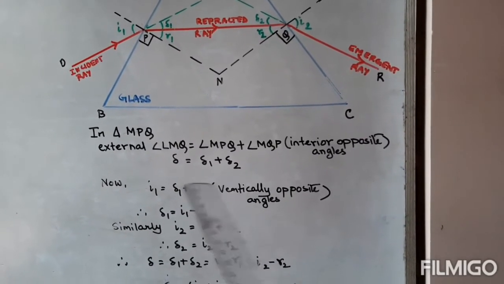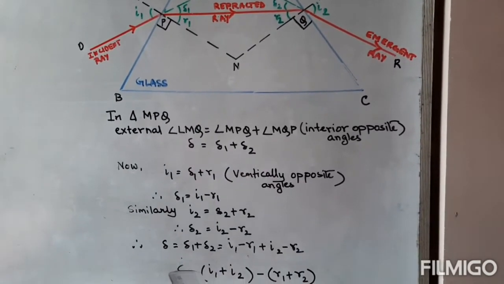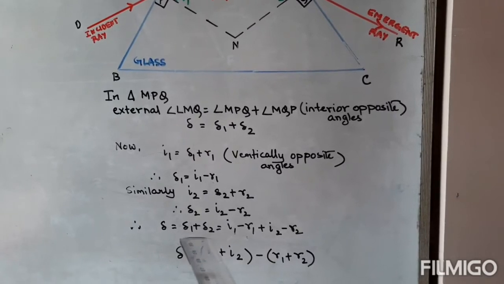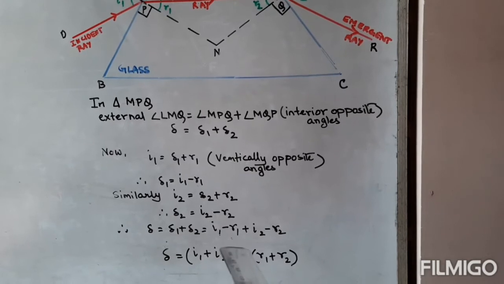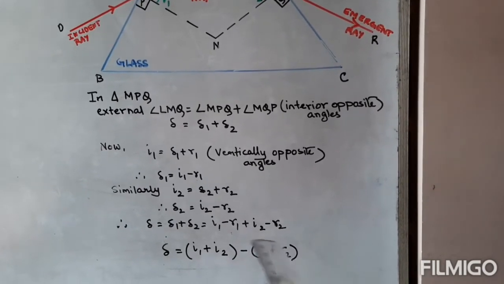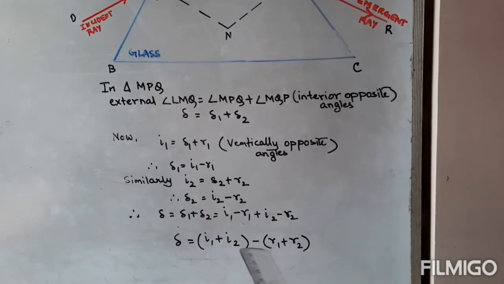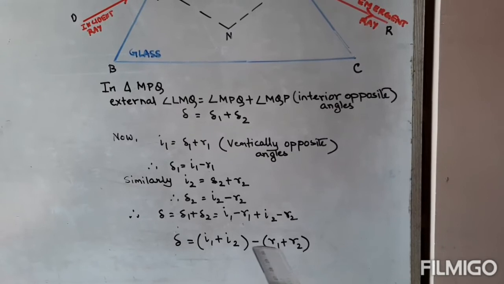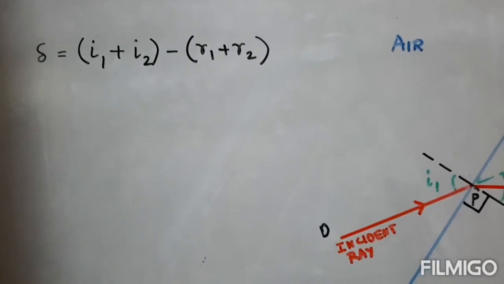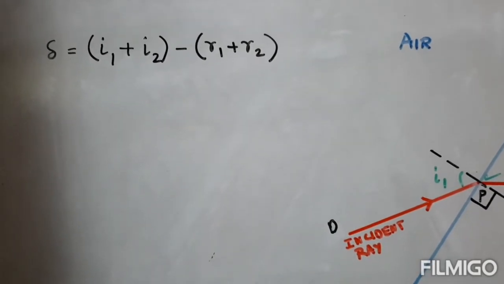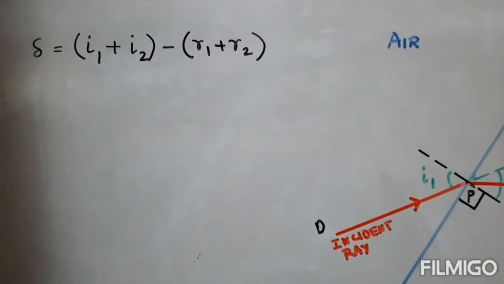Therefore, if we substitute the values of delta 1 and delta 2, we get delta is equal to delta 1 plus delta 2, which is I1 minus R1 plus I2 minus R2, that is (I1 plus I2) within bracket. If we take the subtraction sign outside, we get (R1 plus R2). So we get the first relation: delta is equal to (I1 plus I2) minus (R1 plus R2).